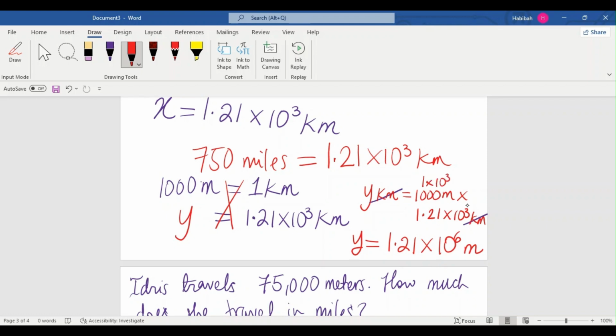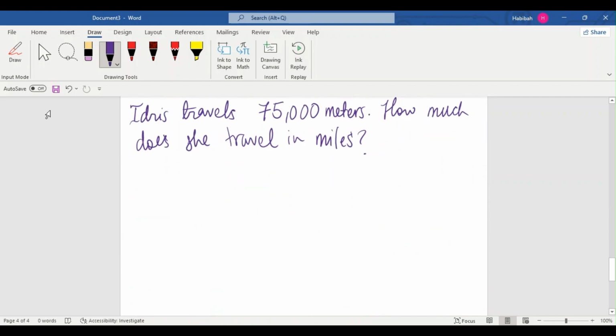So 1 times 10 to the power of 3 times 10 to the power of 3 is 10 to the power of 6. And of course, we have 1.21 here. So the answer for this question in miles is that 750 miles will give you 1.21 times 10 to the power of 6 meters.